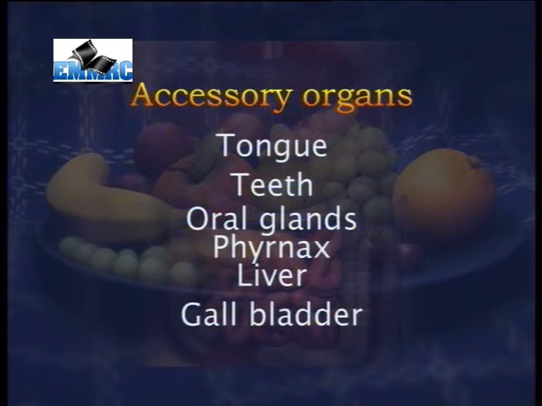Now, what are the accessory organs that are associated with the digestive system? The accessory organs are the tongue, teeth, oral glands, pharynx, liver, gallbladder, etc.